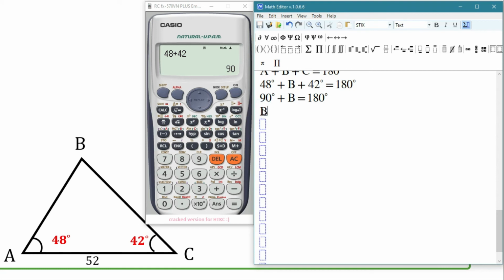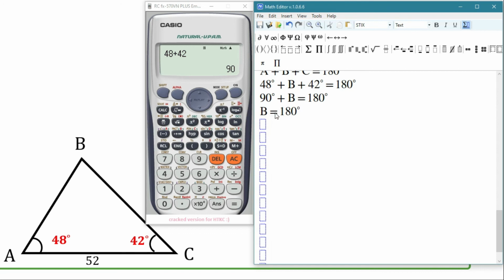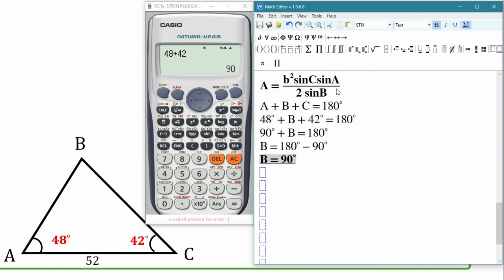Alright, so that's gonna be B equals 180 degrees. Transposing 90 degrees to the other side of the equation, that becomes negative 90 degrees. So the value of B would be equivalent to 90 degrees. Alright? So this would be the measure of angle B. By using our formula, that's gonna be area equals B squared times sine of C times sine of A over 2 sine of B. What we're going to do is just to plug in the values we have to our formula.